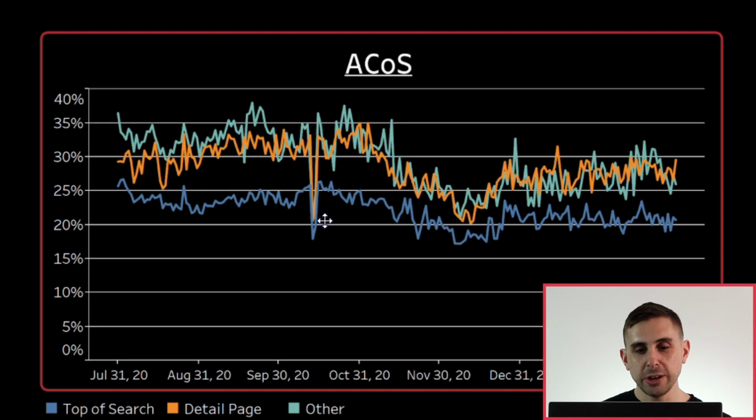All right, so now let's look at performance based on placement. And you can see that the top of search, which is represented by the blue line, has a much lower ACOS as compared to rest of search and product detail page. And they do trend together, but top of search has always been much lower.